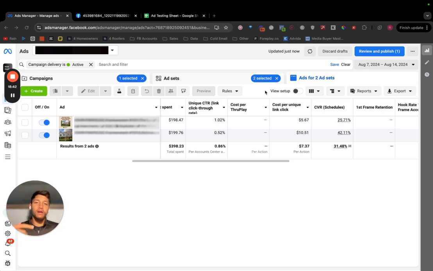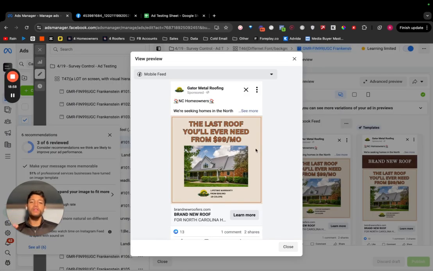And here's how we iterate on our ads. An example that we can do for this ad is we could change the headline. So what we could do instead is we could just do the last roof you'll ever need, and then take the $99 a month out and make it bigger. We could possibly change the colors. We can change the font. We can change the images here. The important thing is that we come up with a whole list of different things that we can do. Then we take a look and we say, hey, what is the top 5 to 10% that we really think is going to move the needle? And then we go ahead and test that.